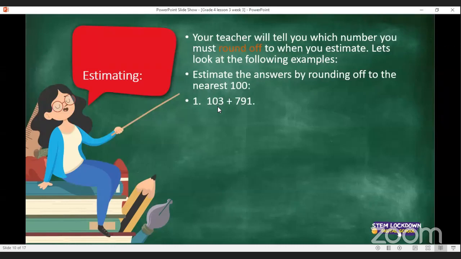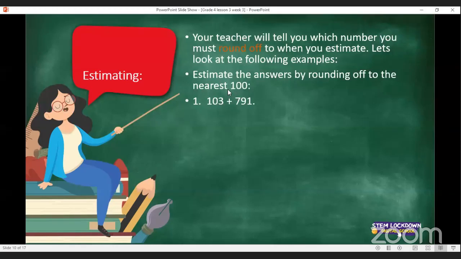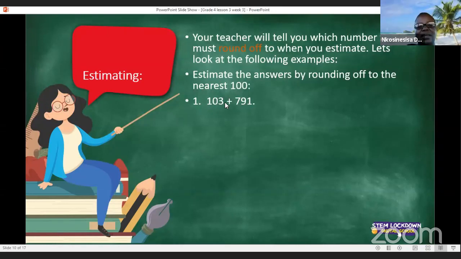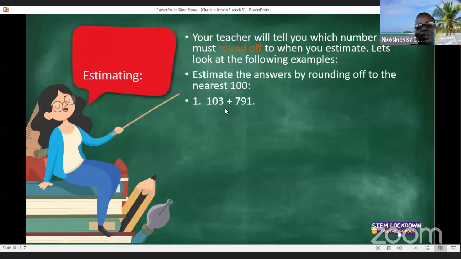100 and 20. What is the answer? 120. Yes, ma'am. No, Naledi, the answer is 100, because remember I said 100 has 2 zeros, so your answer should have 2 zeros also. Okay. Let's have the last person to answer.